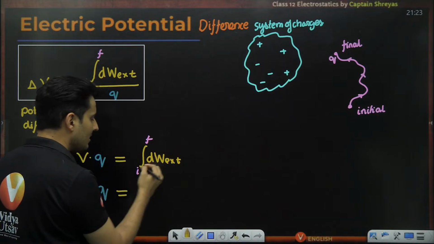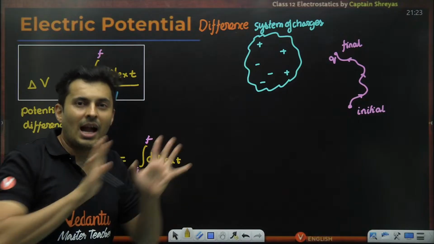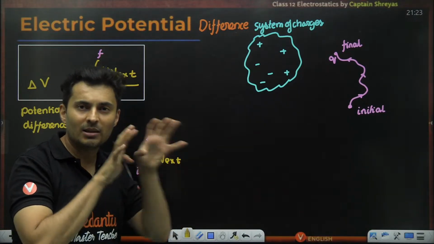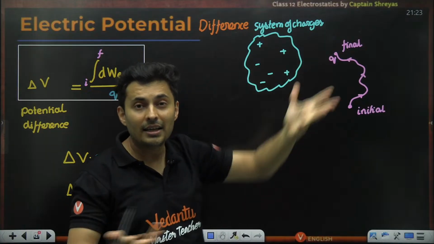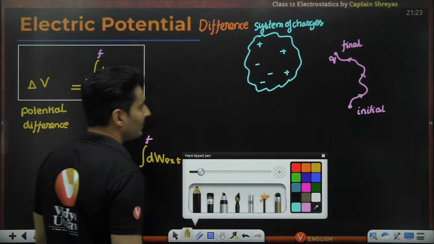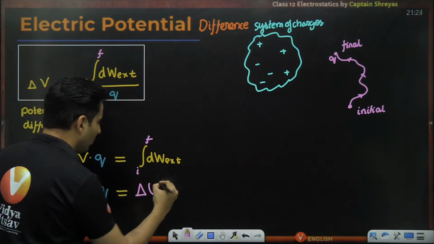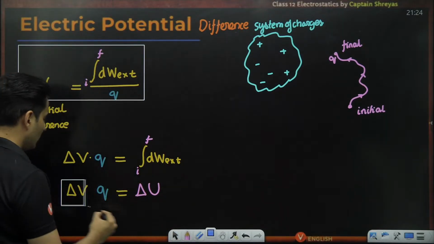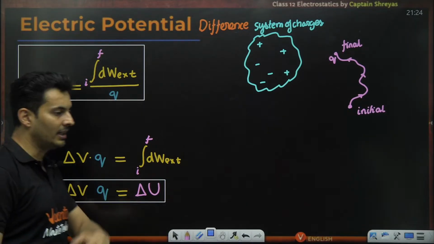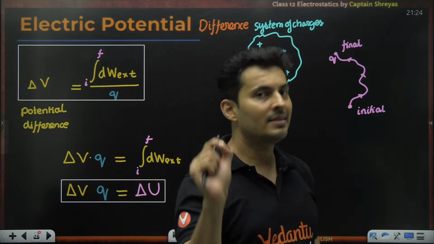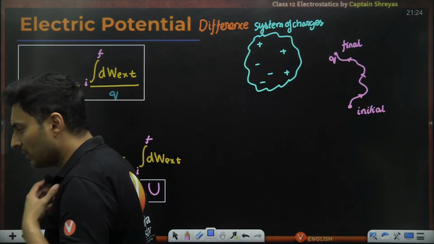Yes, it represents the work done from initial to the final point by external force. Means I am giving some work for bringing the charge from here to here. That means I'm changing the energy of the system, the electrical potential energy of the system. So this is also a very, very important formula. Q delta V is delta U. Q delta V is nothing but delta U. Very important. Is this absolutely clear?